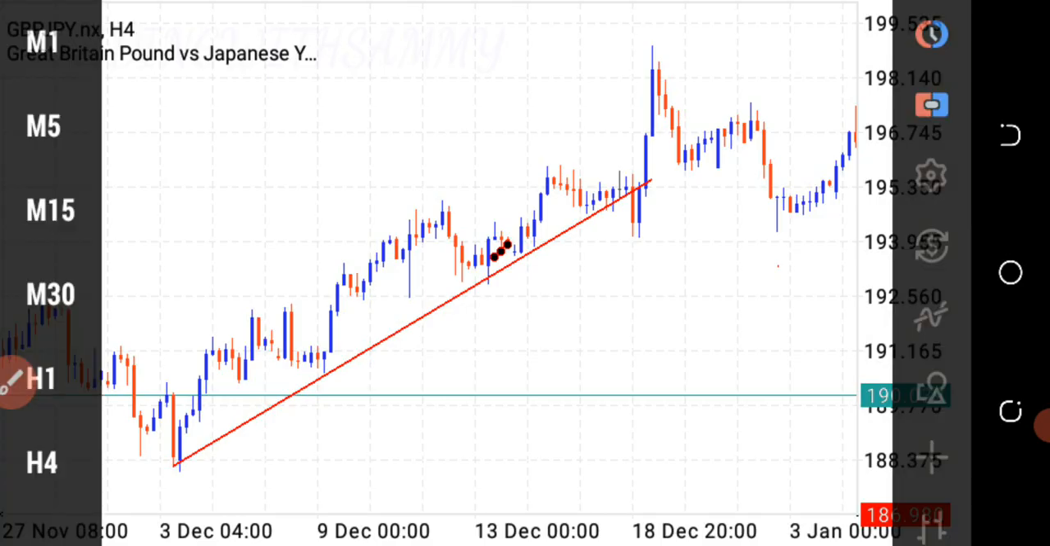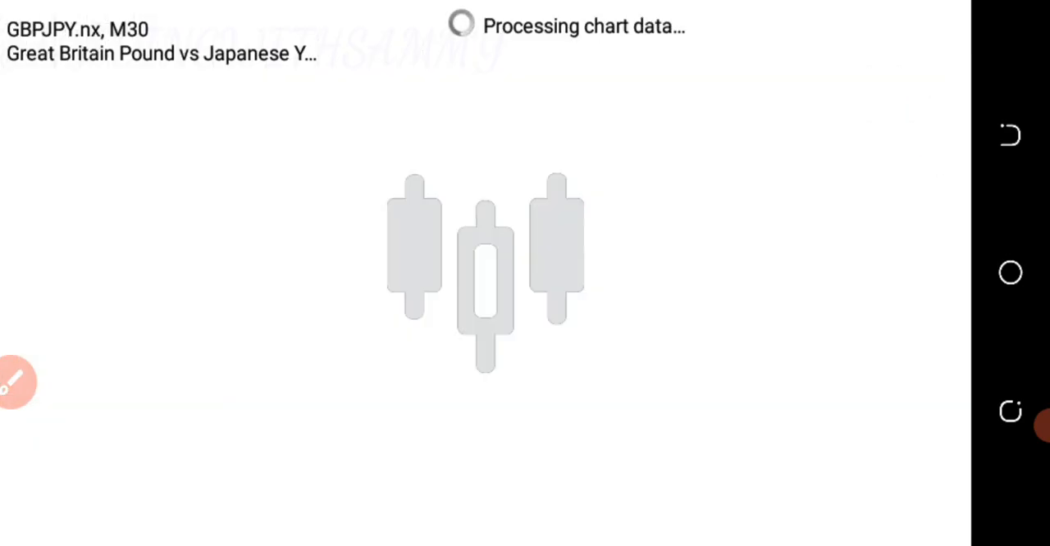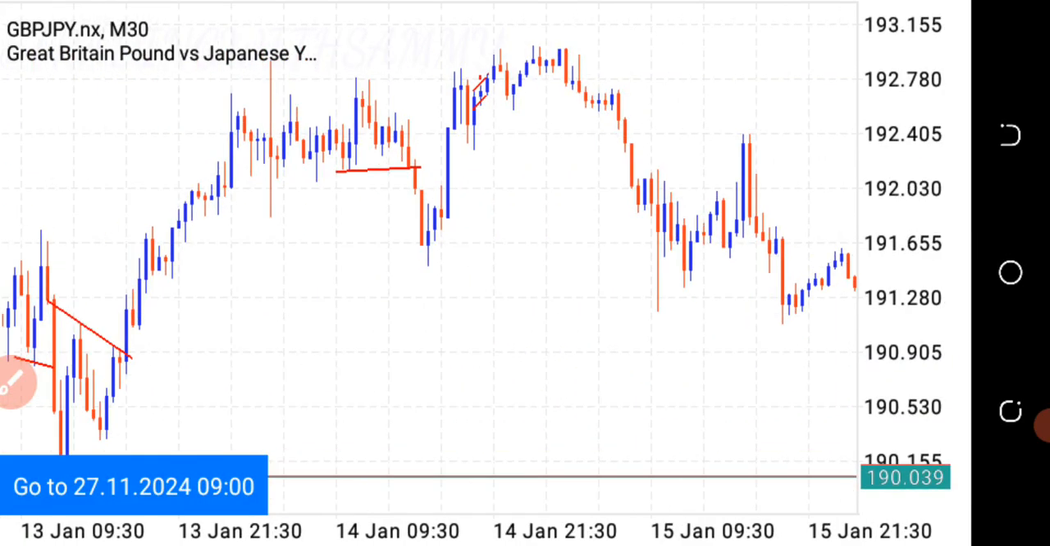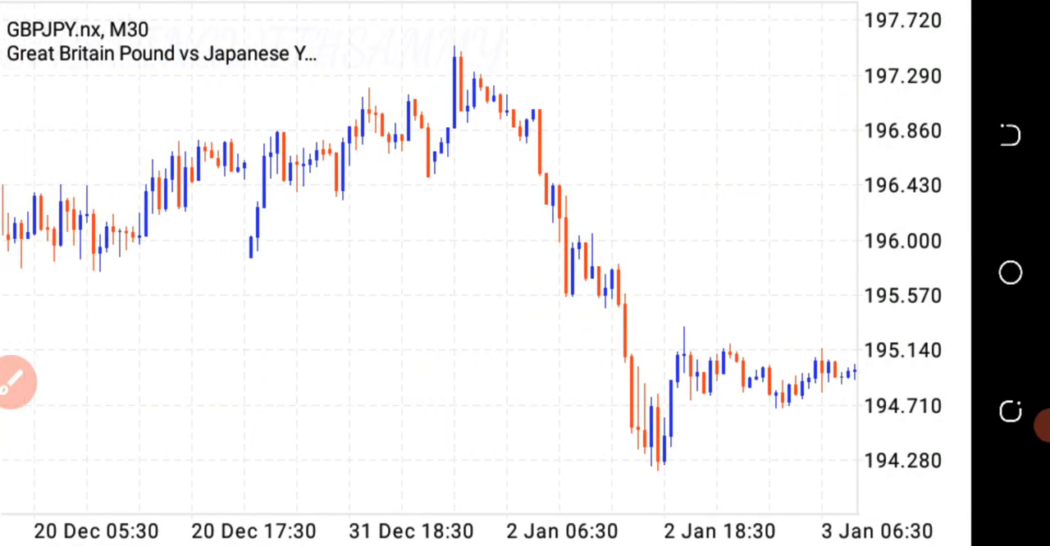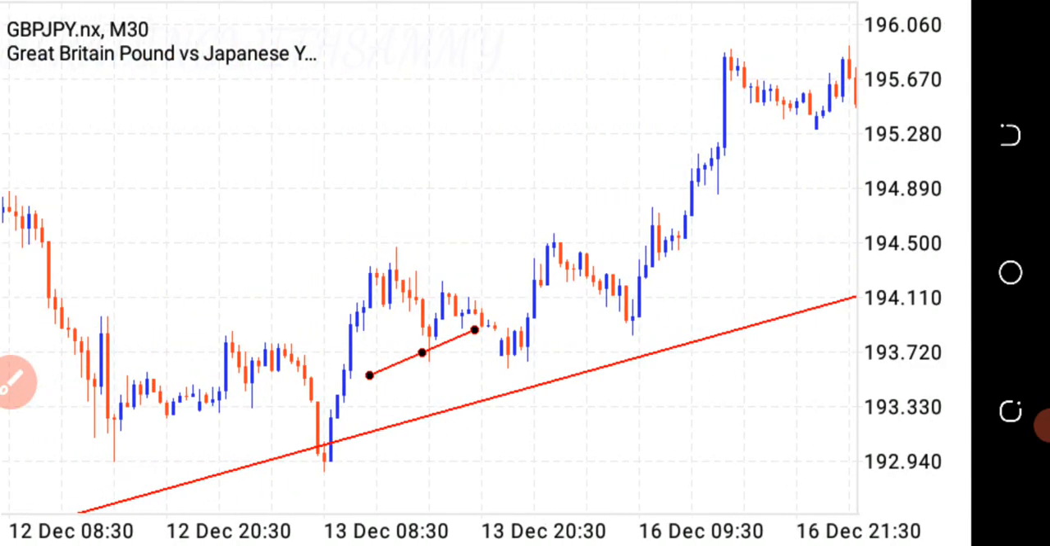So for me, I like to jump down to the 30 minutes time frame. Moving from 4 hours, I move to 30 minutes, two time frames lower, to give me a clear picture of what the price is doing.